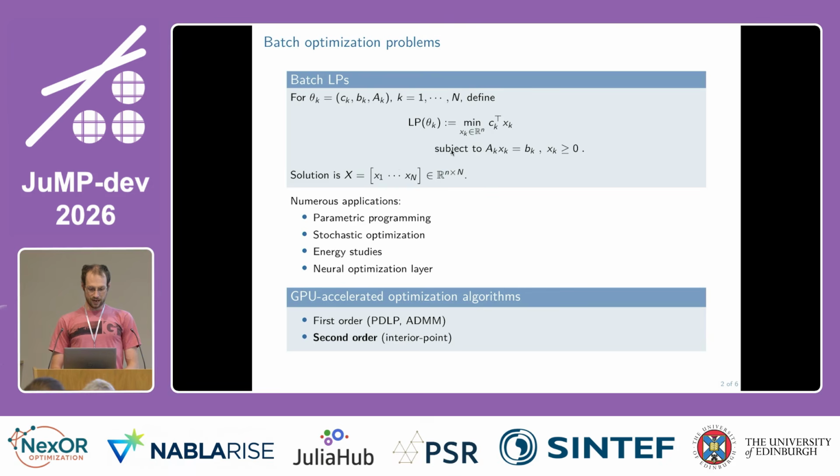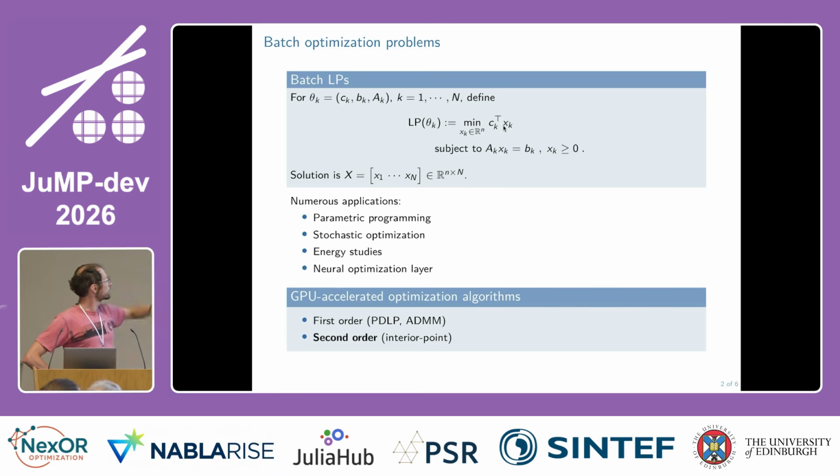Each LP is decoupled, of course. I can say that each k is a scenario, for instance, if I'm in stochastic programming. For each k, I have a solution. So what I do at the end is I gather all the solutions into a matrix that I call capital X. Okay. So of course, you have plenty of applications for that kind of batch optimization problem.